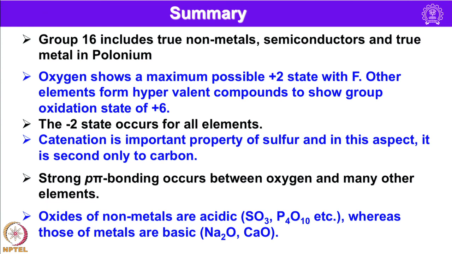Catenation is a very important property of sulfur, and in this aspect it is only second to carbon. Strong p-pi bonding occurs between oxygen and many other elements. Oxides of non-metals are acidic like SO3, P4O10 etc., whereas those of metals are essentially basic. We know the difference between the properties of Na2O, CaO with SO3 or P4O10 or CO2. With this, I completed the chemistry of group 16 elements.